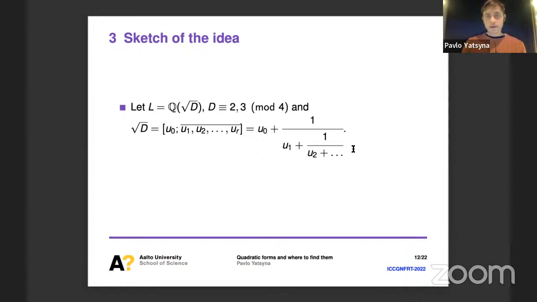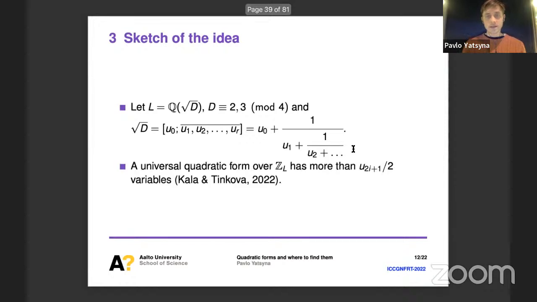And the result of Kalla and Tinkova shows that if our ring of integers Z_L has a universal quadratic form, then this universal form needs more than (u_i + 1)/2 variables. So you could consider the maximum of the odd periods here, odd coefficients in this continued fraction, and this is going to give you a lower bound for the rank of a universal quadratic form.